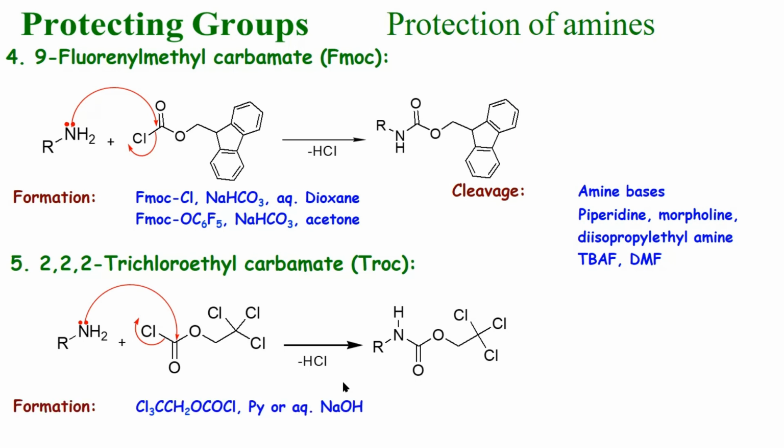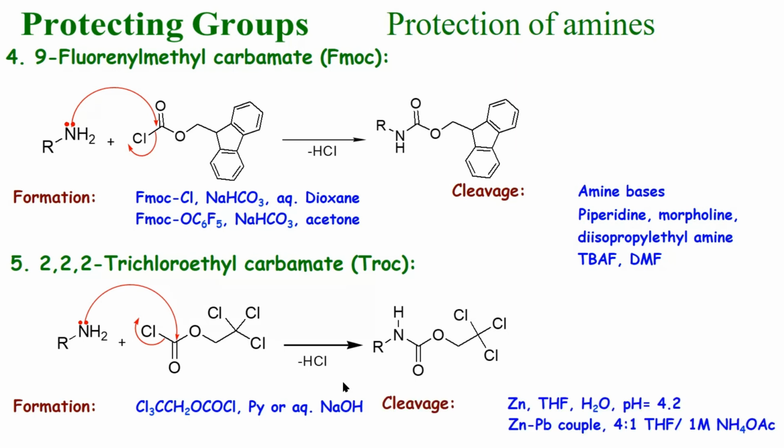They can be formed by using trichloroethyloxy carbonyl chloride in the presence of a base like pyridine or aqueous sodium hydroxide. They can be cleaved by the reductive cleavage method using zinc, tetrahydrofuran and water as solvent, maintaining the pH at 4.2, and can also be cleaved by using zinc lead couple and a 4 to 1 ratio of tetrahydrofuran and 1 molar ammonium acetate.